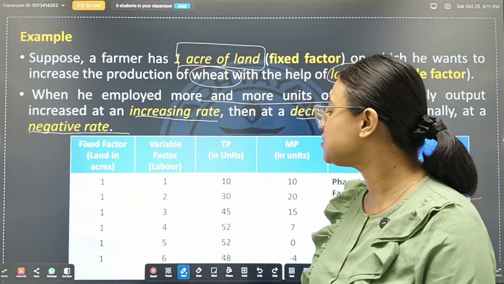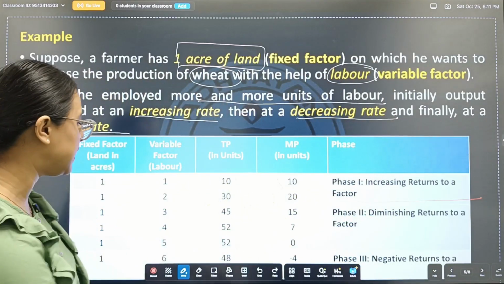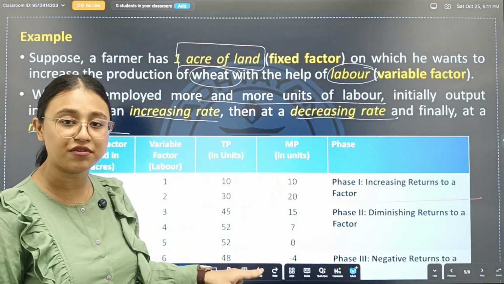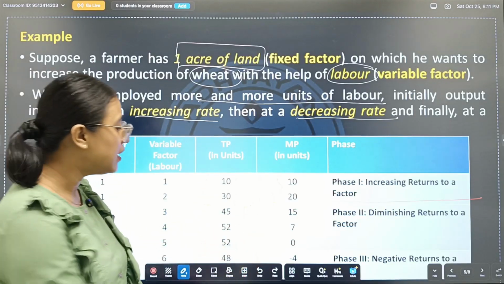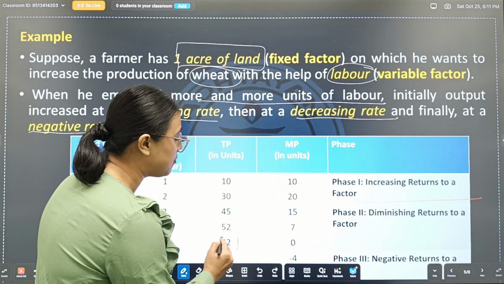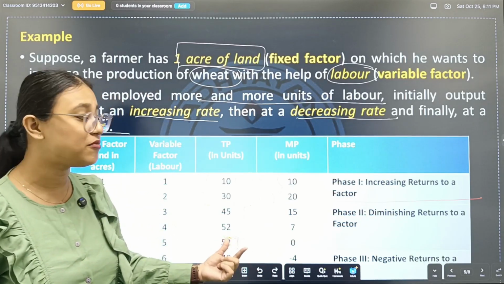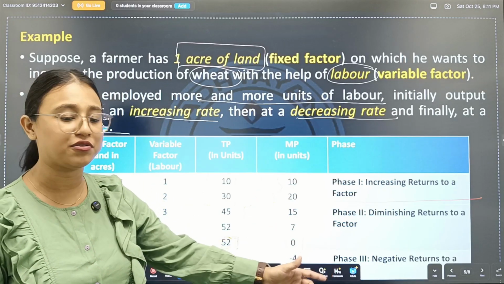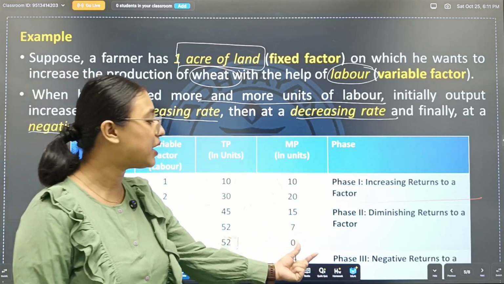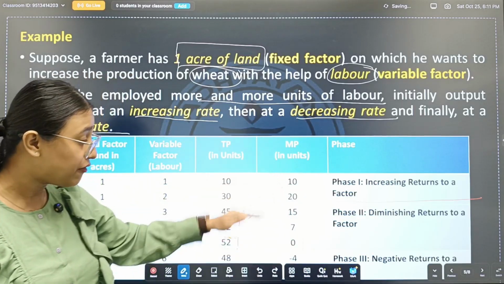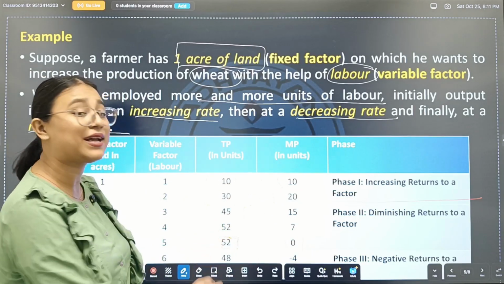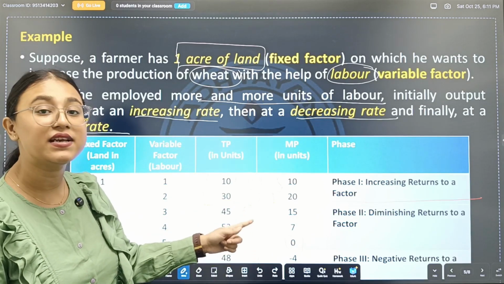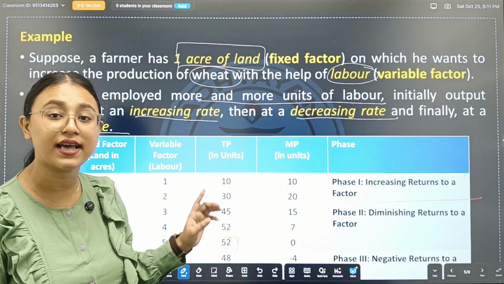Fine. Next phase: here total product increases from 45 to 52, 52 to 52, so total product increases and reaches its maximum. And when total product is maximum, correspondingly the marginal product value is 0. This is an important point: when total product is maximum, marginal product becomes 0. And in this second phase, what do we see? Total product is increasing but the rate of increase falls, from 20 to 15, 15 to 7, 7 to 0.